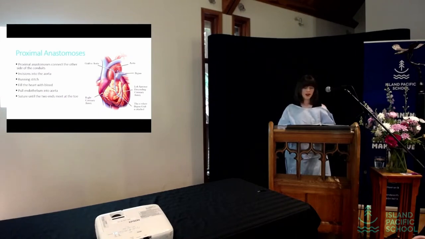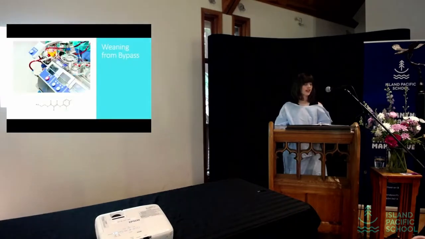Before completing the final proximal anastomosis, we evacuate air in the ascending aorta. After this, we tie the final proximal suture line and remove the aortic cross clamp. Finally, we gradually wean the patient from cardiopulmonary bypass. We inform the anesthesiologist, and he restarts ventilation.